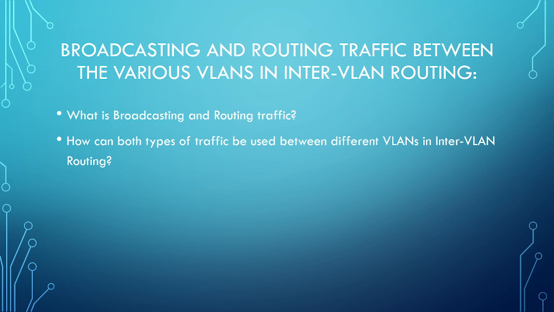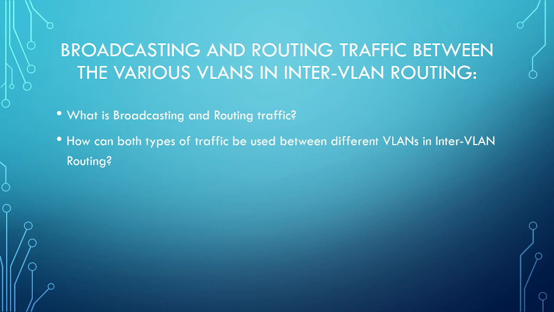How can both types of traffic be used between different VLANs and inter-VLAN routing? Broadcasting traffic can typically remain within an original VLAN due to the use of VLAN segmentation. However, there are situations where broadcasting traffic does need to cross VLAN boundaries. This is often necessary for network discovery protocols, such as ARP, to operate across the entire network.